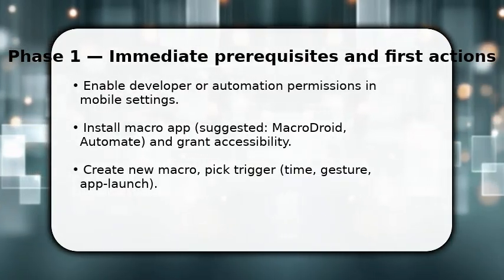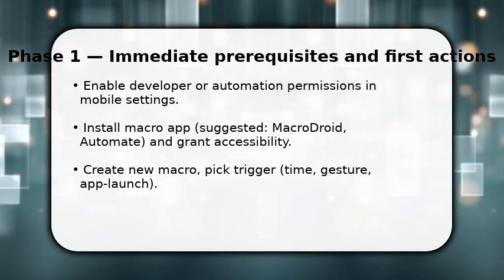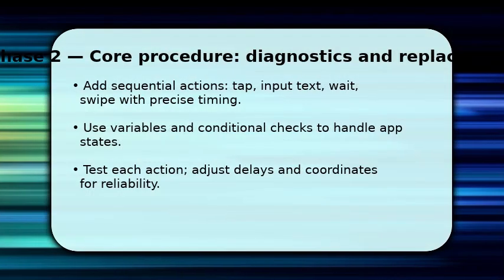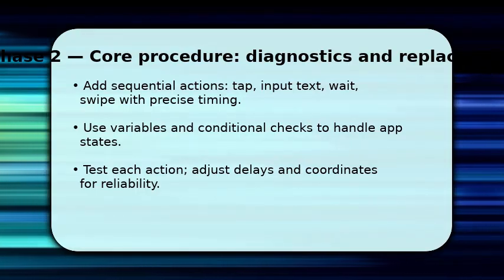You now assemble the action sequence that performs the task. Add precise actions, taps, text inputs, swipes, and include short waits between them to match app response times. Use variables for dynamic values and add conditionals so the macro adapts if screens differ.